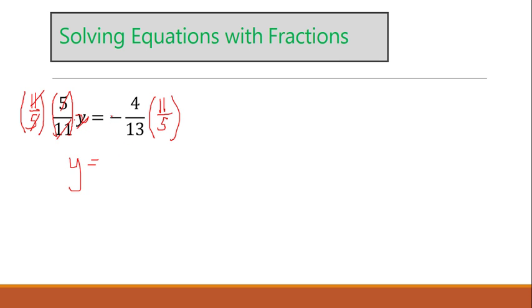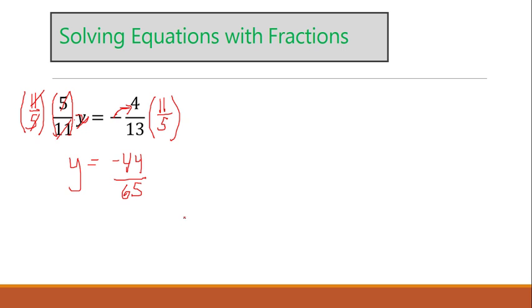Now finally we have a fraction. This is -4/13. So I apply this negative sign to the numerator of my fraction. And I go ahead and I multiply straight across. When we're multiplying or dividing fractions, we don't need a common denominator. So now -4 times 11 is -44. And 13 times 5 is 65.